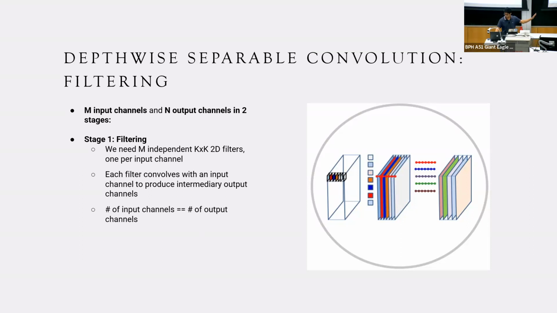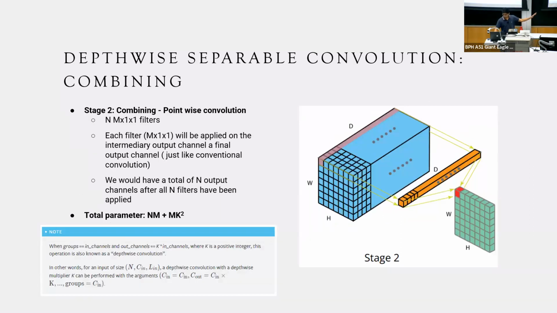And the next process which we are using is combining. So the filter which we use is denoted in orange color. And here basically we use a 1x1 filter, but we convolve it such that it goes through the depth. So that's why we call it depth-wise convolution. And in this case, if we use n different such 1x1 convolutions, we would get n output channels. Did that make sense?